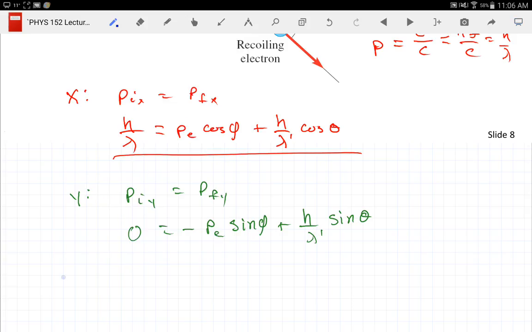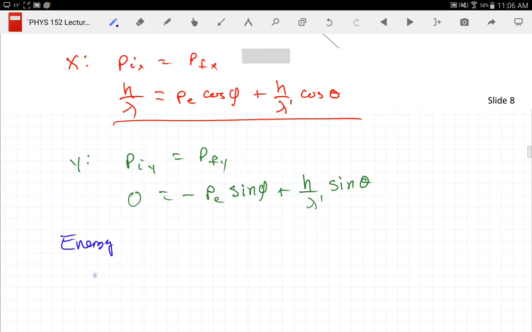So if we go to energy, the energy it started with, which would be hf. Well, I don't want to use f because I've been using wavelength. So converting from f to wavelength, that's going to be hc over lambda is equal to the kinetic energy of the electron plus hc over lambda prime. Well, I introduced a new variable, kinetic energy of the electron.